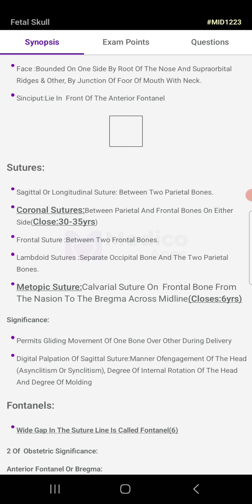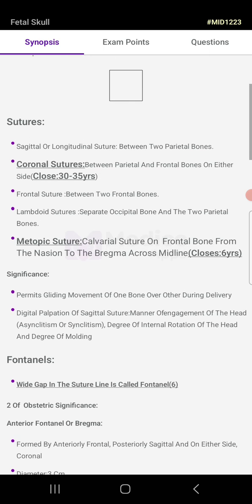Sutures. Sagittal or longitudinal suture between the two parietal bones. Coronal suture between the parietal and the frontal bone on either side, closes at 30 to 35 years. Frontal suture between the two frontal bones. Lambdoid suture separates the occipital bone and the two parietal bones. Metopic suture, a suture on the frontal bone from the nasion to the bregma across the midline, closes by 6 years.